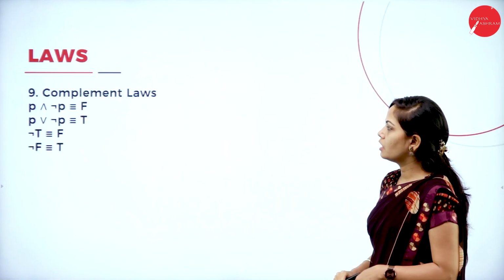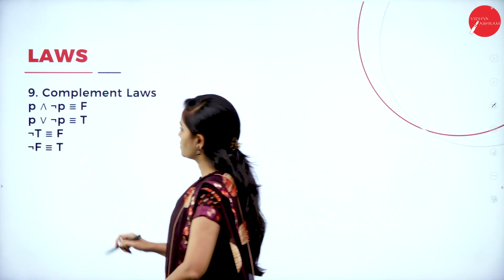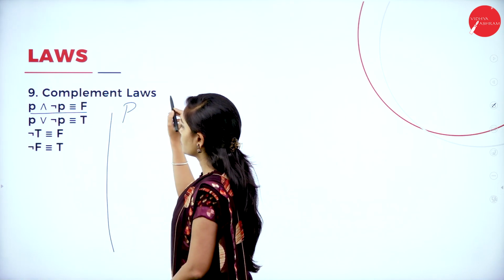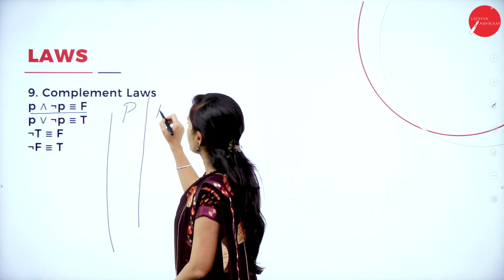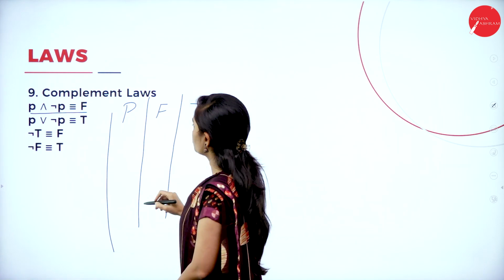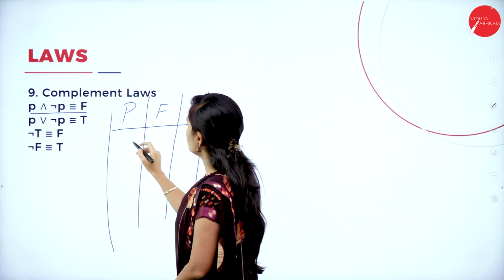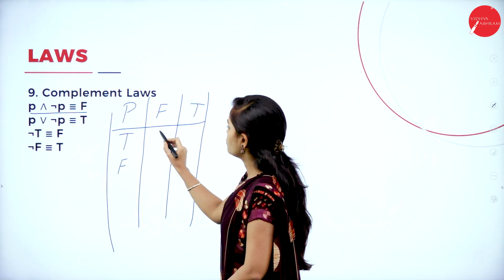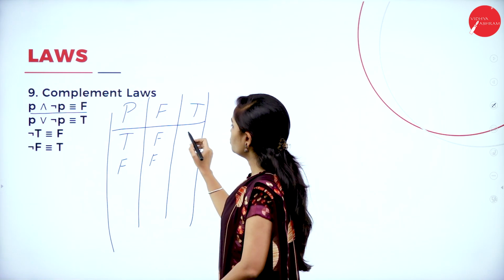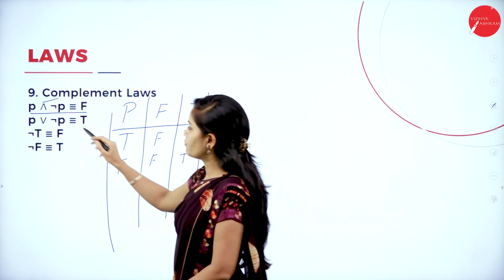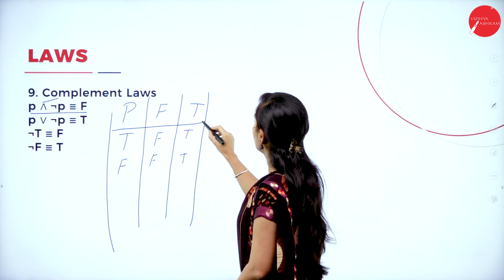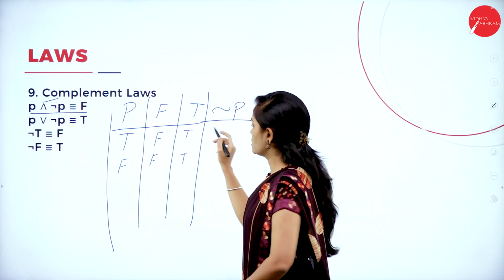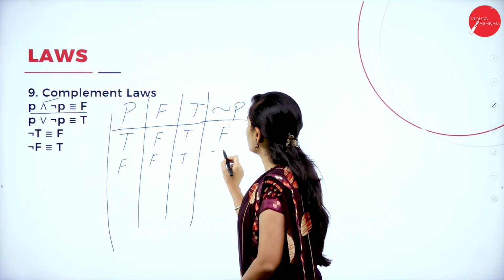The last law is complement laws. So in the first law, P, false and true. First I will write the truth values. P truth value is true and false. False truth values are false, false. True truth values are true and true. In the first statement I have negation P. I will find out negation P. So what is negation P? True changes to false, false changes to true.